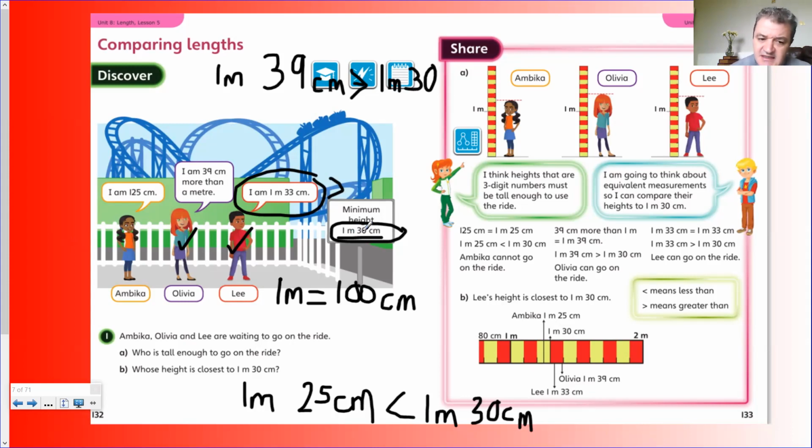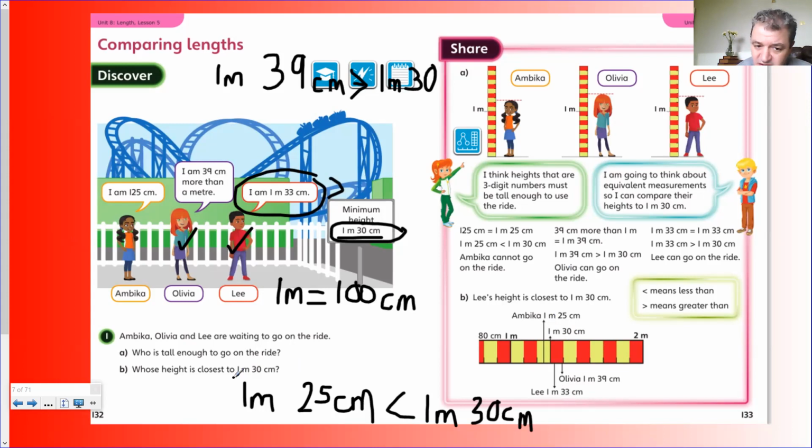Now, whose height is closest to 1 meter 30 centimeters? Okay, let's have a look at this bit. Lee's height is closest to 1 meter 30. So if we put their heights on a scale, here we've got the 1 meter 30. If we put Ambika's, she's 5 centimeters away from that. Olivia is 9 centimeters more. But look at Lee. Lee is very close. He's only 3 centimeters difference.